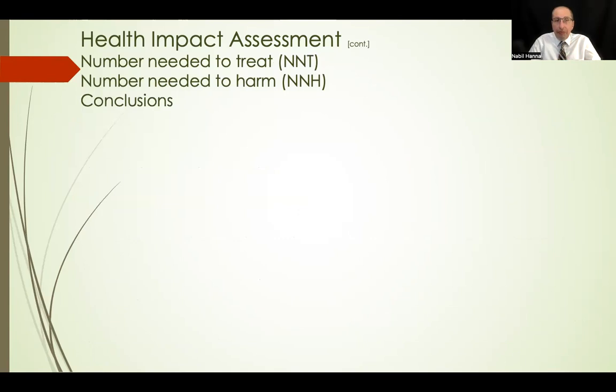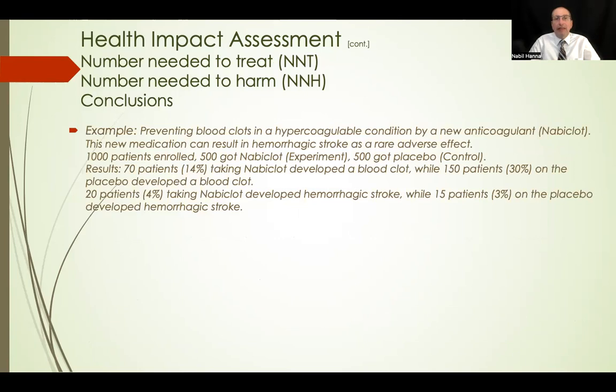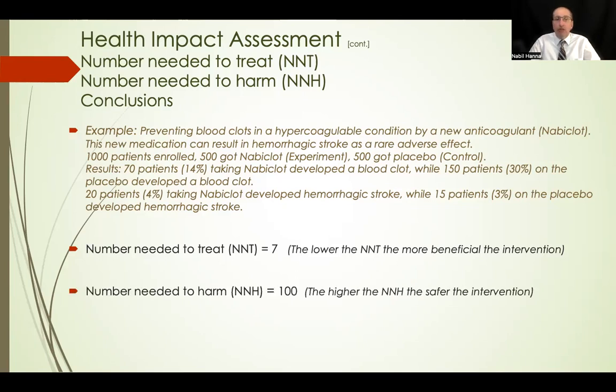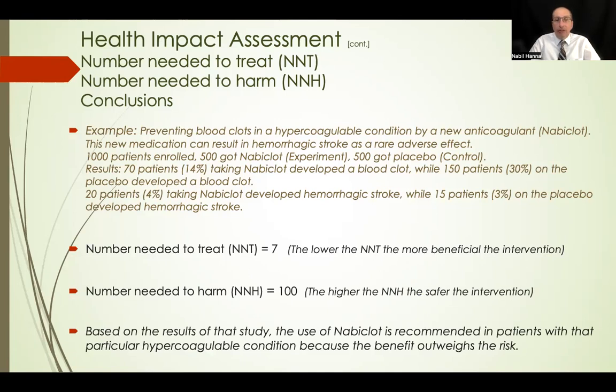So what are the general conclusions that you get out of this study? The number needed to treat, 7 patients. Always the lower the number needed to treat, the more beneficial the intervention. The number needed to harm is 100. And always the higher the number needed to harm, the safer the intervention. So based on the results of that study, the use of Nabiclot is recommended in patients with that particular hypercoagulable condition because the benefit outweighs the risk.